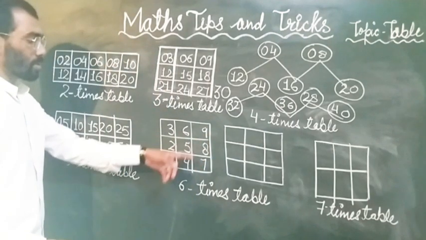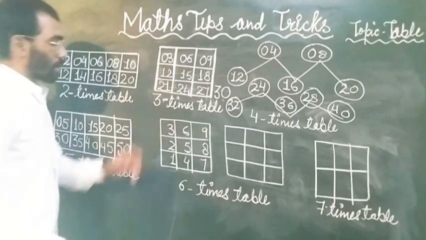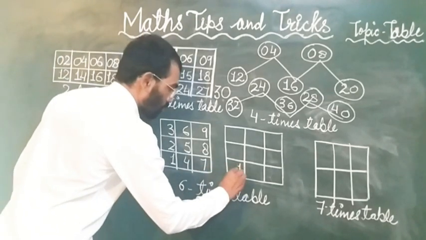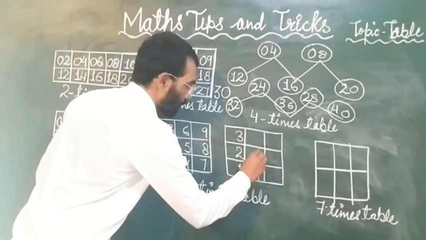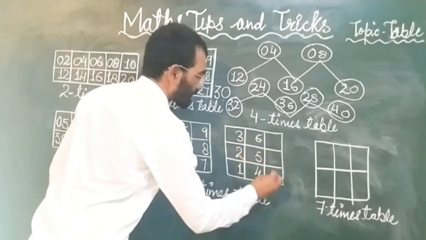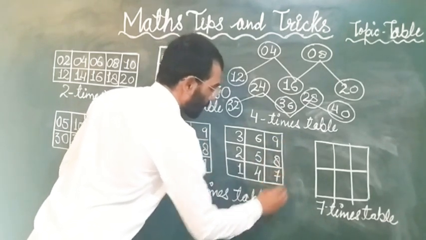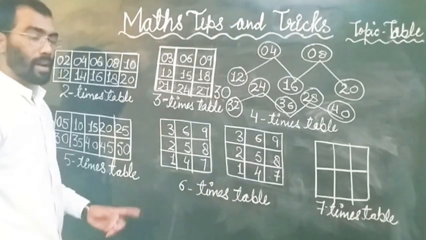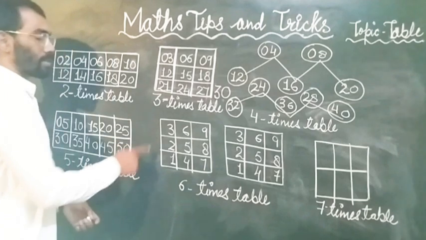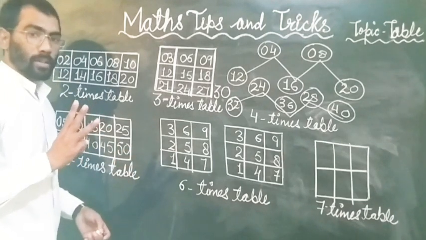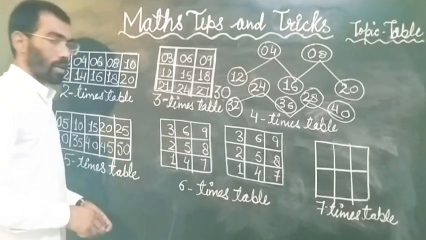1 2 3 4 5 6 7 8 9. This process we have done in the table of 3. Right, again here the same digits 1 2 3 4 5 6 7 8, and what comes after 8? 9. Okay, in this square box, you can see there are 3 rows and 3 columns.